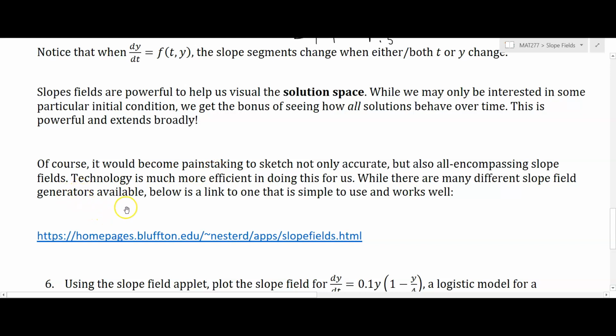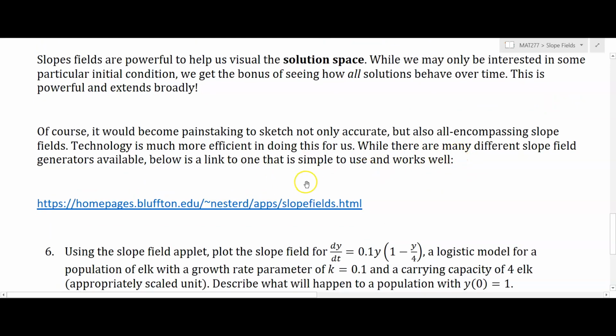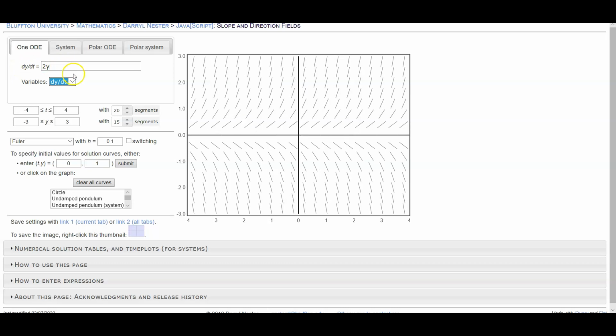Now, of course, it would become painstaking to sketch not only accurate, but also all-encompassing slope fields. Technology is much more efficient in doing this for us. And there are many slope field applets out there. This is one that's simple and readily available, so we're going to go ahead and use this one. What this one shows you is, first of all, you want to make sure this is set on 1 ODE. We won't use the polar stuff. We'll eventually use systems. Here they use y and x as the dependent and independent variables. To be consistent with our notation, we could use dy/dt. And let's just go ahead and plot the first slope field, which was 2y.